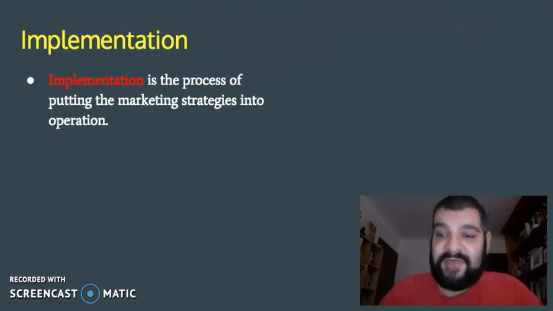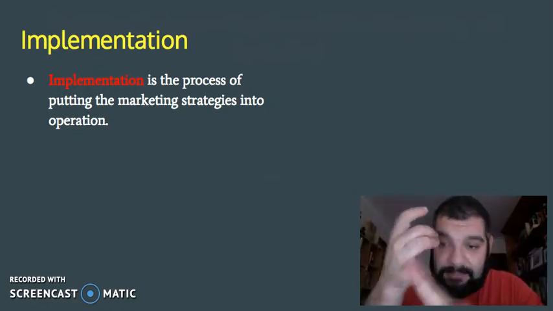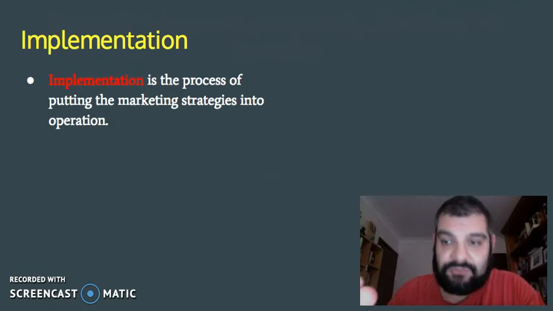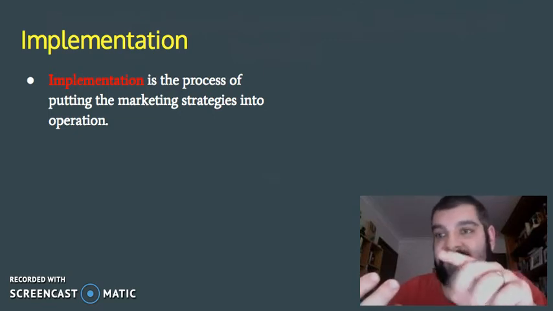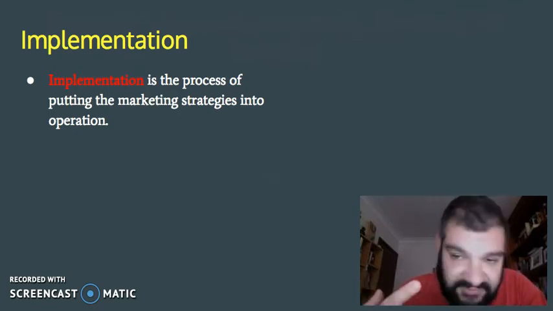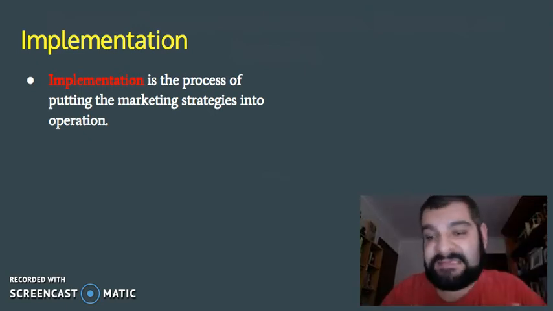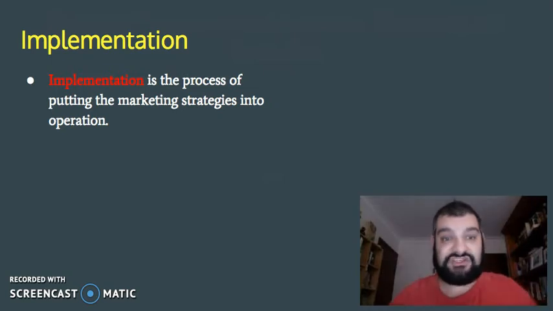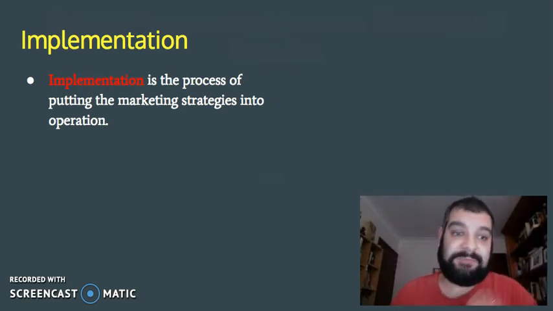Okay, so they've established their objectives. They've undertaken the market research. They've identified the target market. They've established their marketing strategies. Now comes the stage of actually putting it all into action. Okay, actually implementing it.